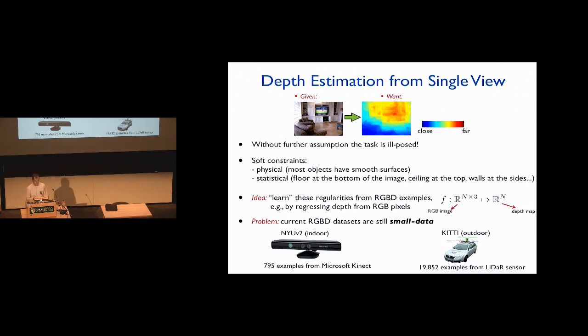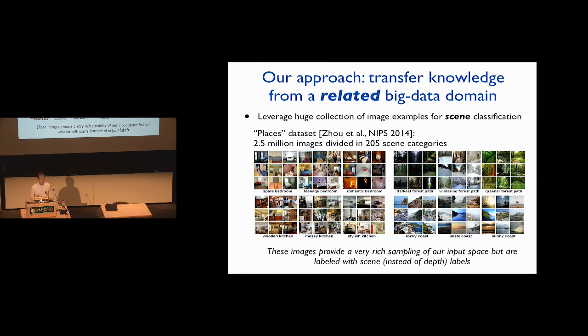So the way we propose to tackle this problem is by leveraging a large collection of labeled images from a different but related scenario. The domain that we consider is the domain of scene classification. And we exploit a dataset called Places that was recently introduced by the group of Antonio Torralba at MIT. This Places dataset includes 2.5 million photos. And each photo has been labeled with class information denoting the scene class. And the possible classes are 205.